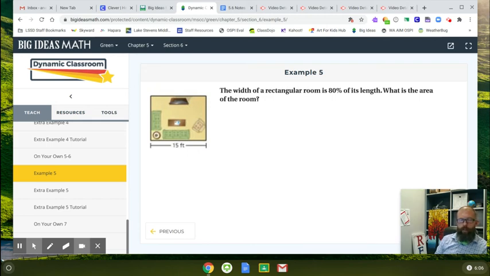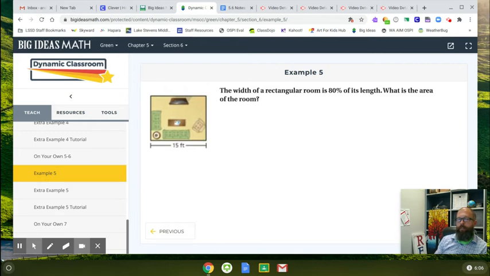Yes, there are more than 4 examples here. This is kind of a tutorial on how to do the story problem type ones with a picture, and we got to figure stuff out, put stuff together. So this says the width of a rectangular room is 80% of its length. What is the area of the room?